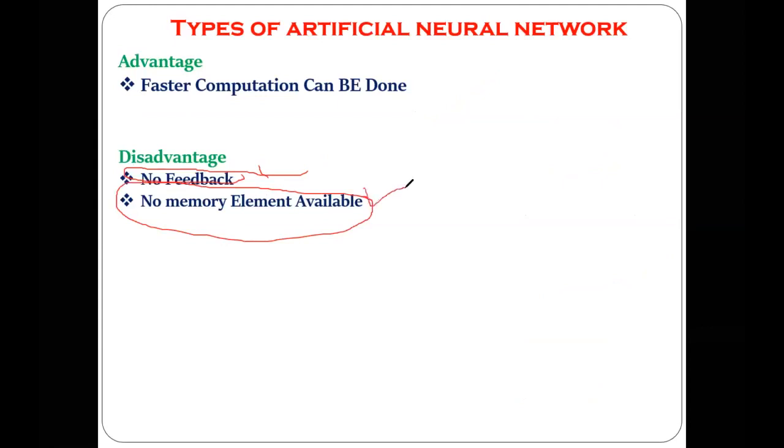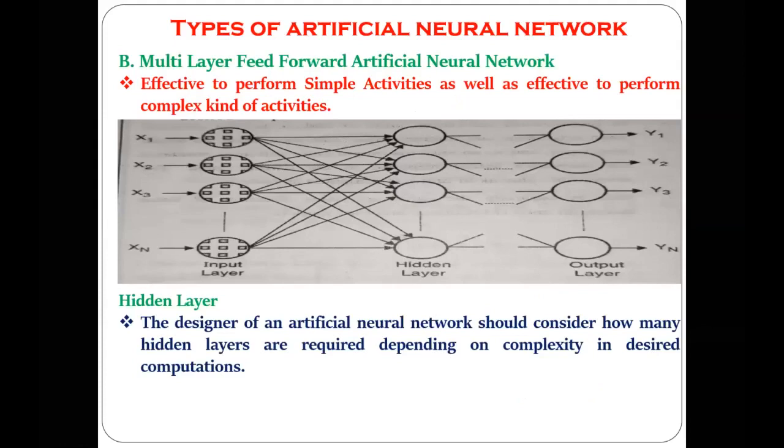What do you mean by no memory element available? Yes, no memory element available means what? Nothing is getting stored here. In case of this kind of network, nothing is getting stored. And if nothing is getting stored, then how can you do the feedbacking? If nothing is getting stored, you cannot refer to the previous neuron. Yes or no? Because in the previous neuron, nothing is getting stored after performing some particular activity. Is it like that? As no memory element is available, nothing will get stored. Correct or not? Yes. So that is also the disadvantage of feed forward neural network. There is no memory element available.